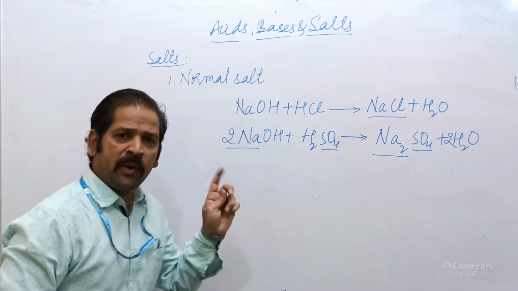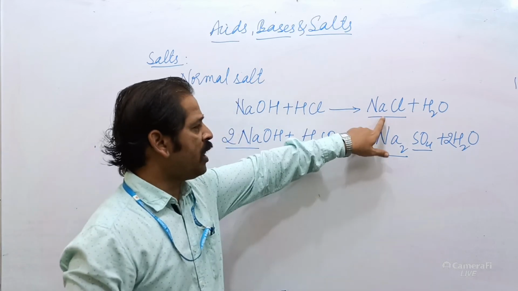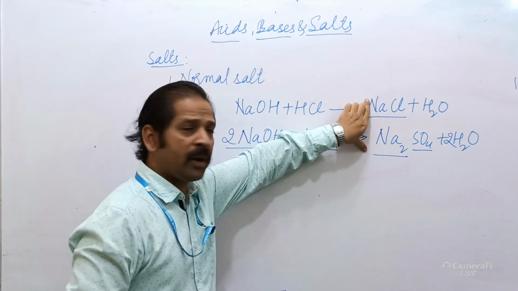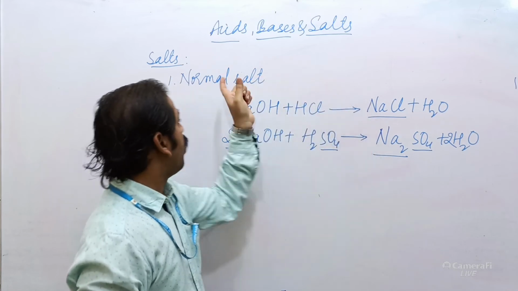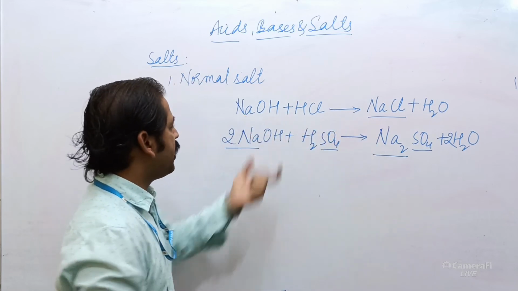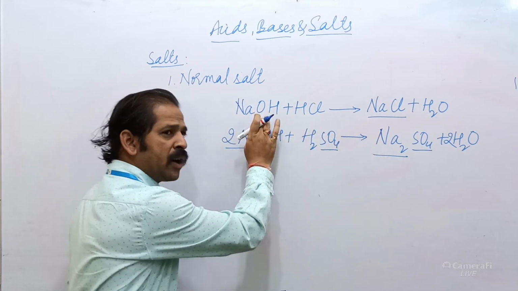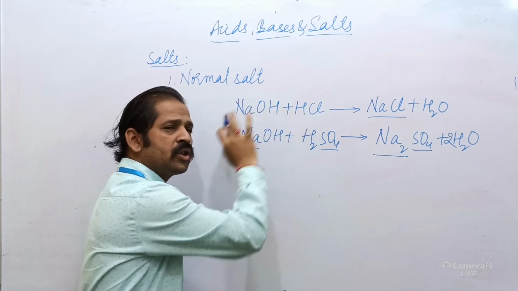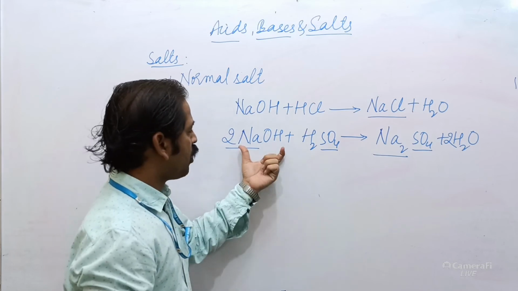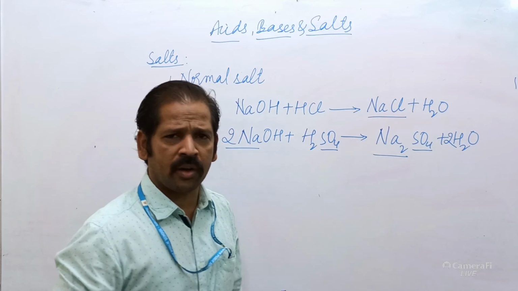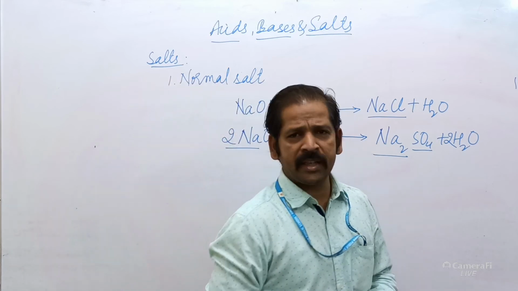Yes, we have 2 examples, that is sodium chloride and sodium sulfate. These are examples of a normal salt, because it is formed by sodium hydroxide, a strong base, and hydrochloric acid, a strong acid. Strong base, once again strong acid, we have got a normal salt. Next we'll go with the acidic salt.